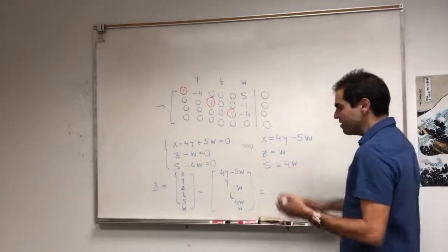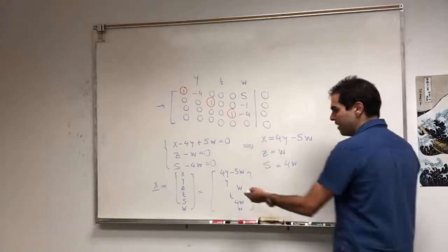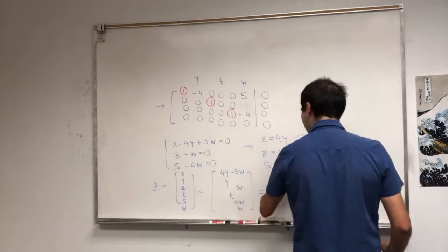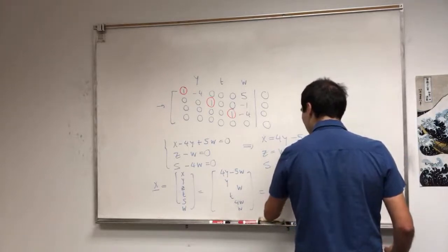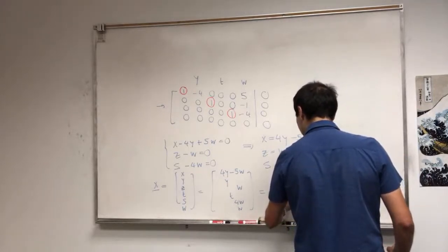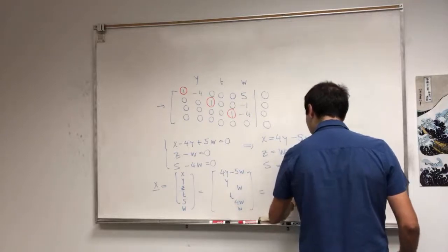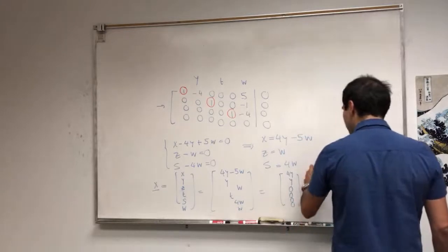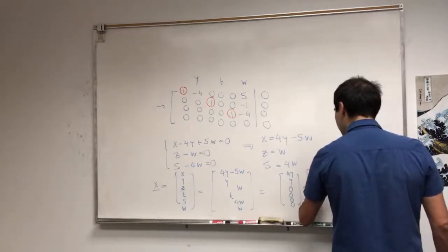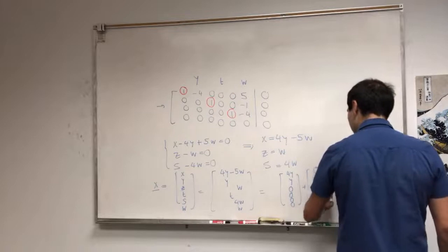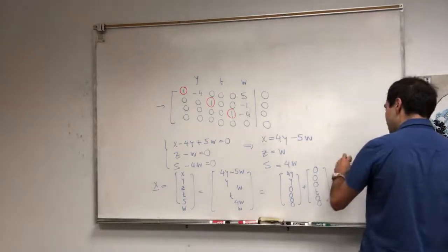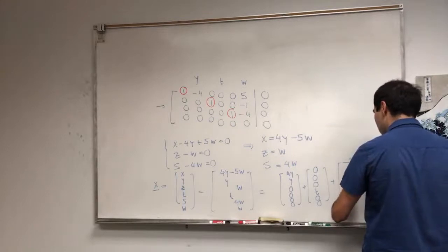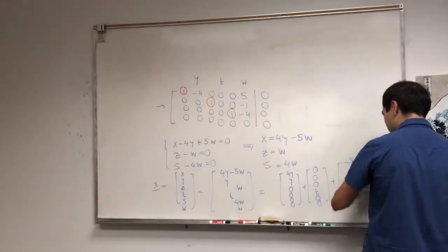And now we just want to separate everything out. The y, the t, and the w. So this is really 4y, y, and then a bunch of zeros. So I think here's 4 zeros, plus, so everything is 0 except for the t, 0, 0, 0, t, 0, 0. And then lastly, minus 5w, 0, w, 0, 4w, and w.